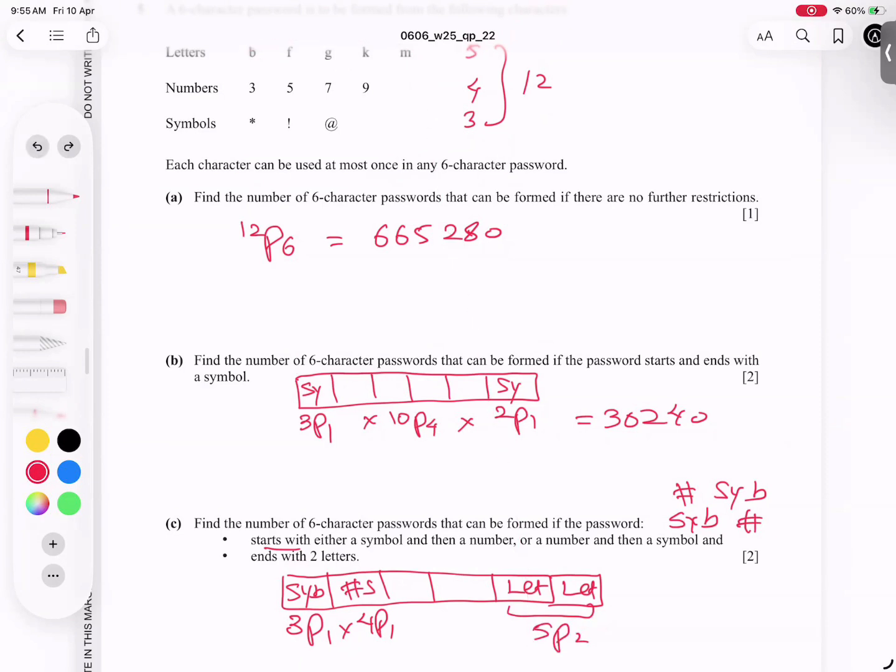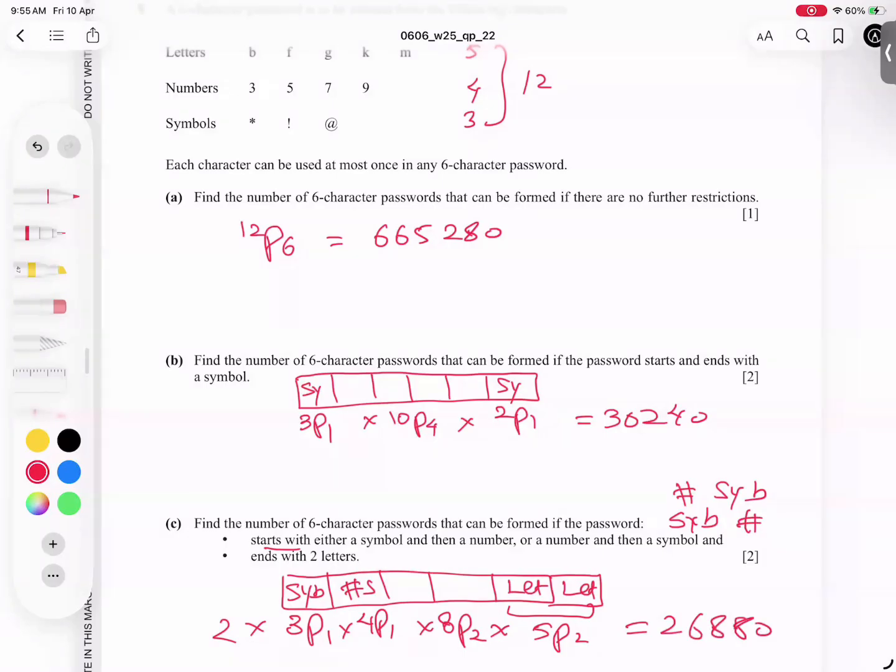Now 2 used here, 2 used for the numbers. So out of 12, 4 are used, 8 left. So these two positions we can fill with the 8. 8P2, and that's it. And into 2. Why this into 2? At the end, I'm saying into 2 because of the logic: number before, symbol later, or symbol before, numbers later. So now I'm going to type this in the calculator: 2 into 3 into 4 into 5P2 into 8P2. And the answer turns out to be 26880.